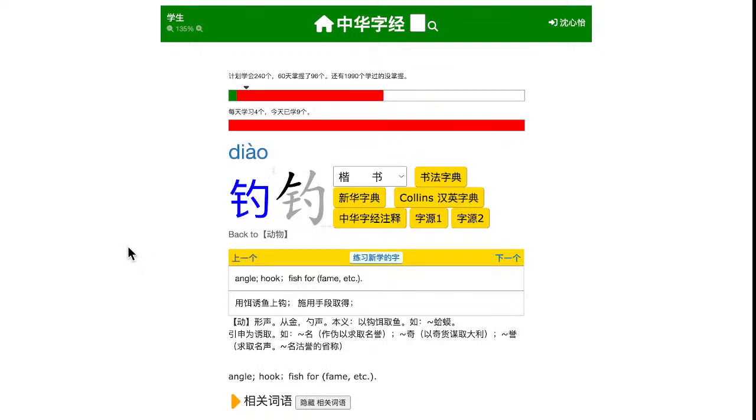请练习今天新学的字。 钓 is hook, angle or hook. It is used as a verb meaning fish for. Fish for what? Fish for toad, fish for fish, fish for anything in the water, or also fish for fame.